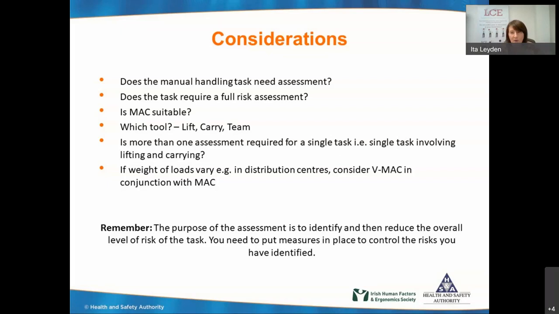The purpose of the assessment, as it says, is to identify and reduce the overall level of risk, and then to put measures in place to control the risks that you have identified. And that's the critical element.